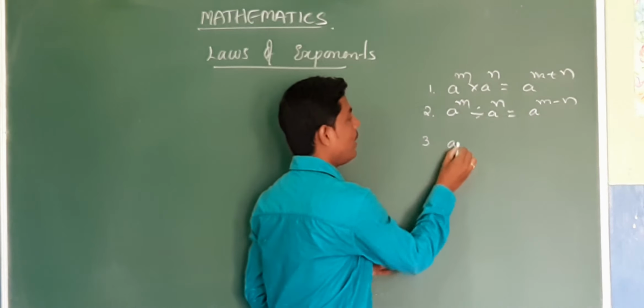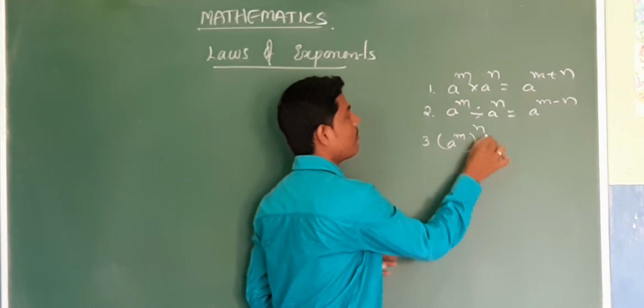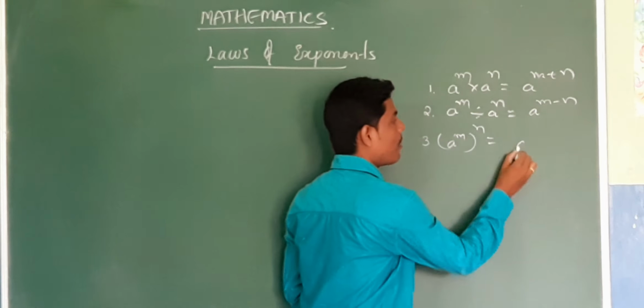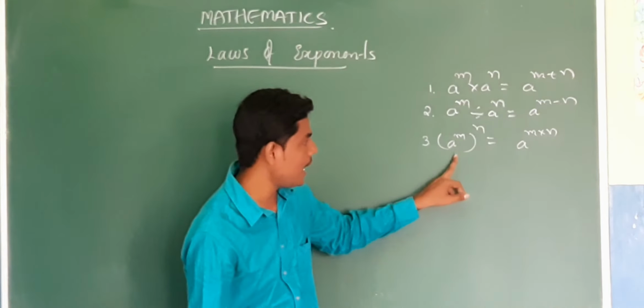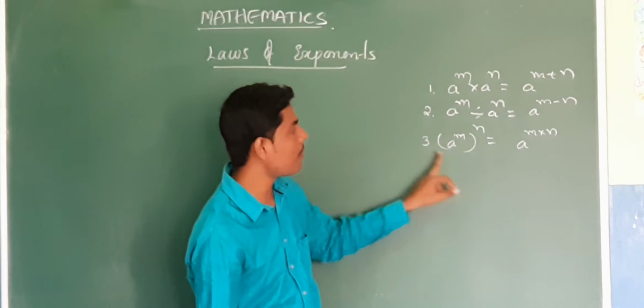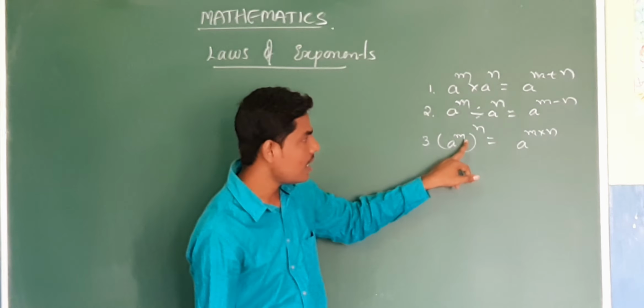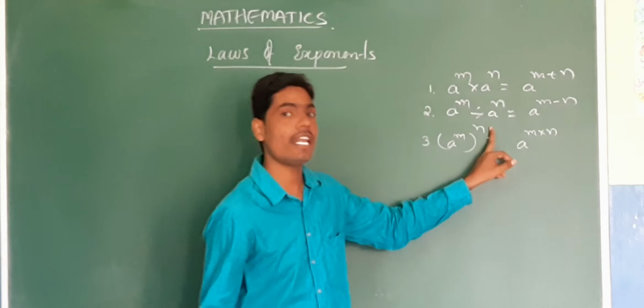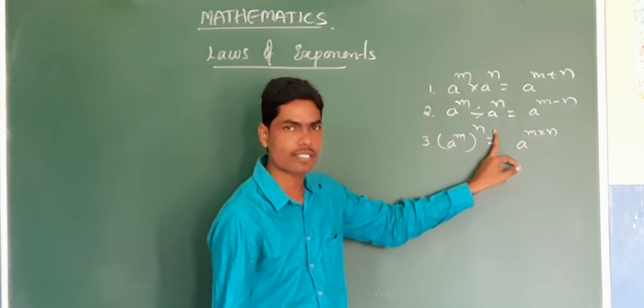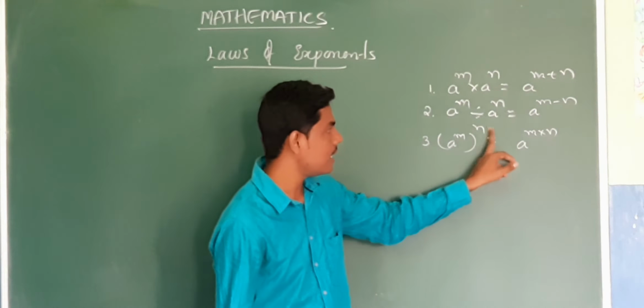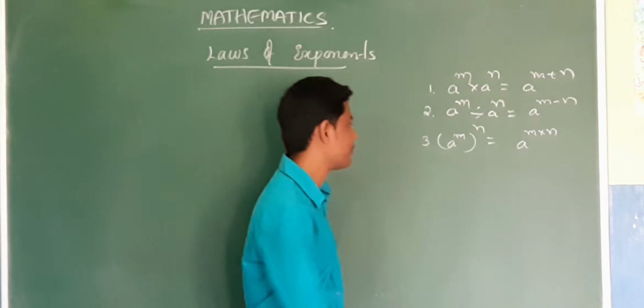Third, a to the power of m whole to the power of n is a to the power of m into n. So observe here carefully, a to the power of m whole to the power of n. For this exponent, n is another exponent. So in that case, you have to multiply both powers, that is m into n.